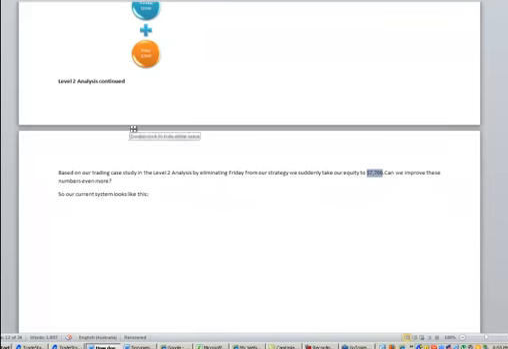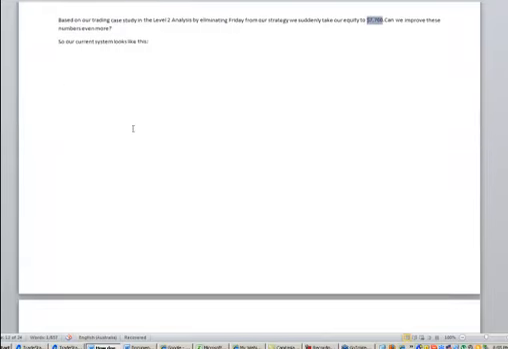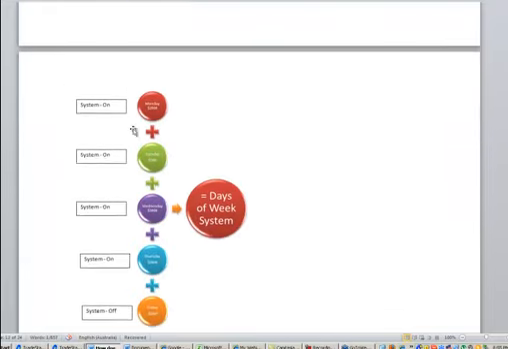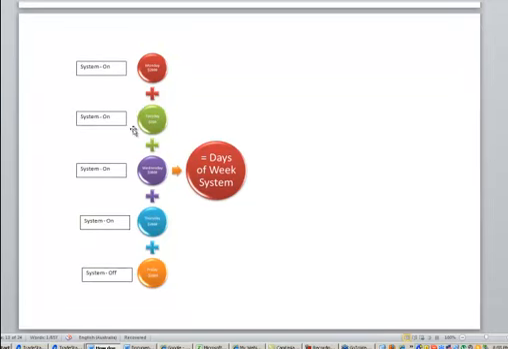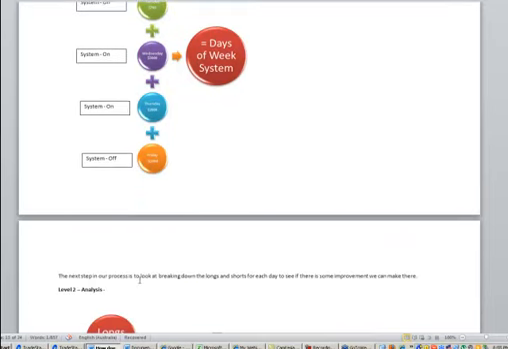Can we actually look at this system and take it to the next level and really improve it to a higher level? So what I've done here is I've said, right, well, this is how our system is currently trading. We've got Monday, Tuesday, Wednesday, Thursday, Friday. So all the days are on except the system's been turned off on a Friday.